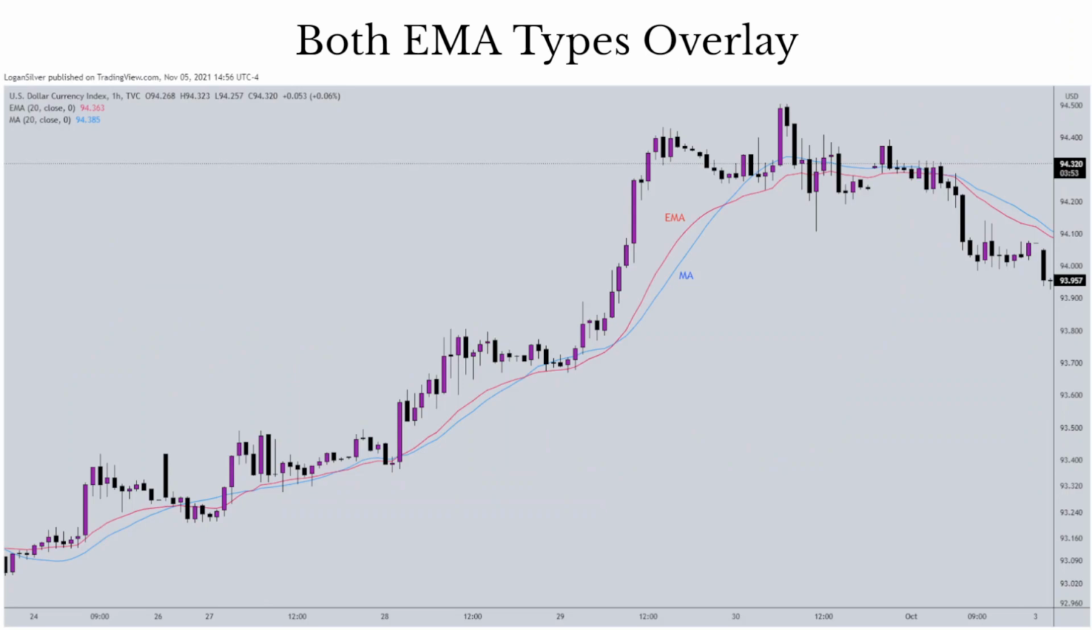And here is an example of the same period, 20 period, moving average and exponential moving average laid over each other. You can see, even with the same period, they're going to show you different prices. So it's very important to see which works best for your system and which works best for your trading style specifically.